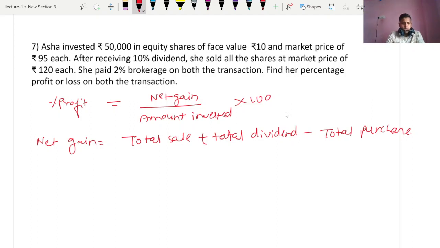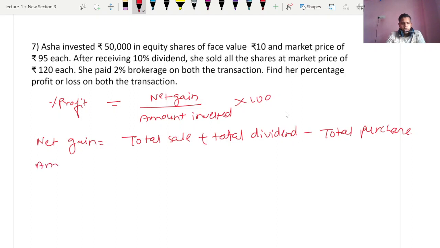Now see here, what is the percentage profit? First of all, we have to find out the net gain, correct? And to find out net gain, we should know total purchase, total dividend, and total sell. Fine. So total purchase: we know Asha invested 50,000 rupees in equity shares of face value 10 and market price rupees 95 each. So we know the total purchase is 50,000, correct? But how many shares? For that, we require the number of shares. So what is the formula?